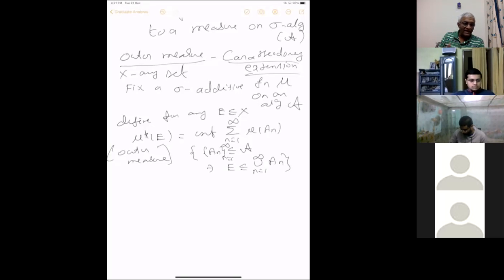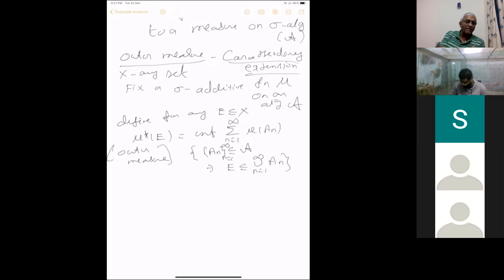You take any countable collection from the algebra which covers the set E, then you consider the summation, and you take the infimum of all those summations, all those numbers, which clearly exist. It may be infinity. If it is infinity for everything, then the infimum is also infinity.